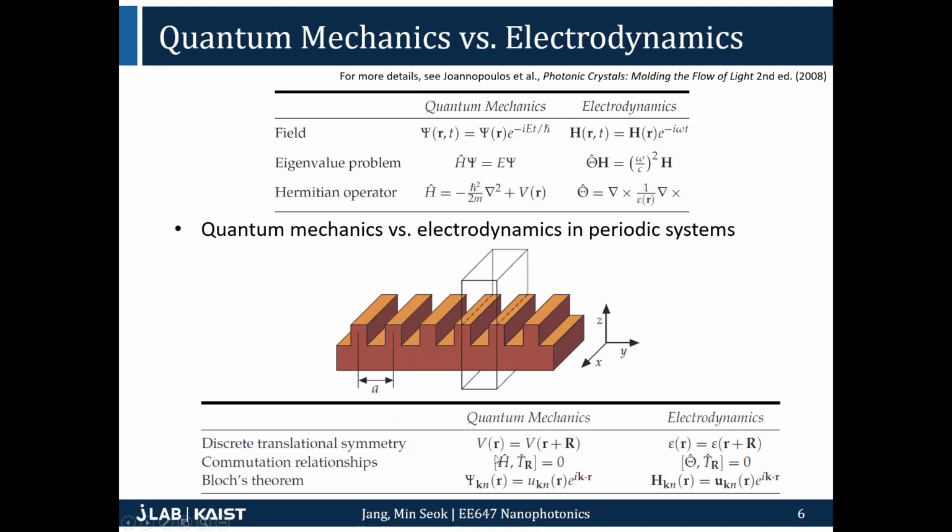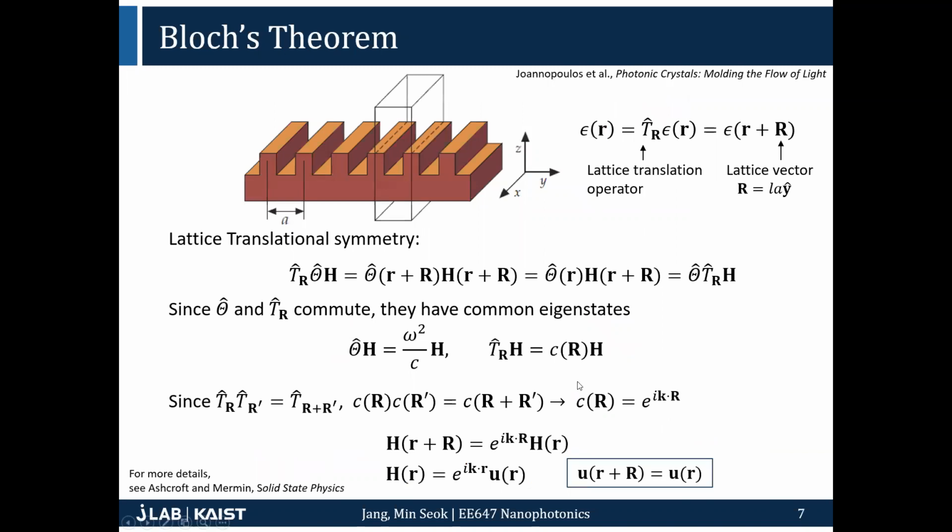Bloch's theorem tells us that if you have a periodic potential or periodic dielectric function, then the solutions of the wave equation, like the electric field and magnetic field, should satisfy a certain relationship shown here. Your electric field and magnetic field must be a product of a periodic function and e to the ikr, right?